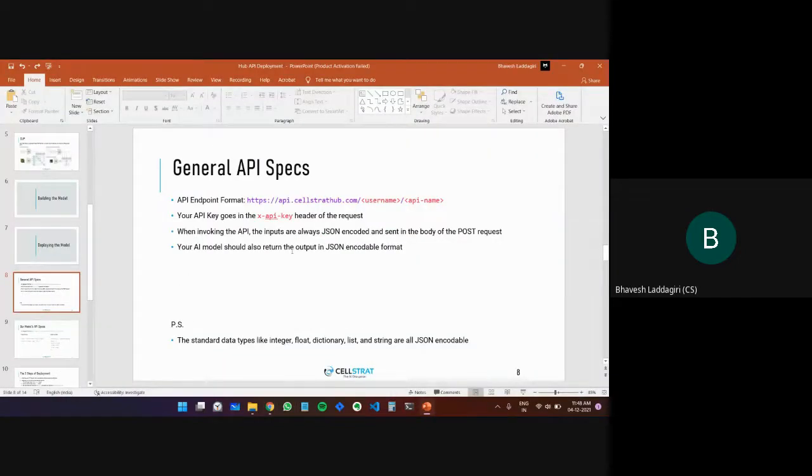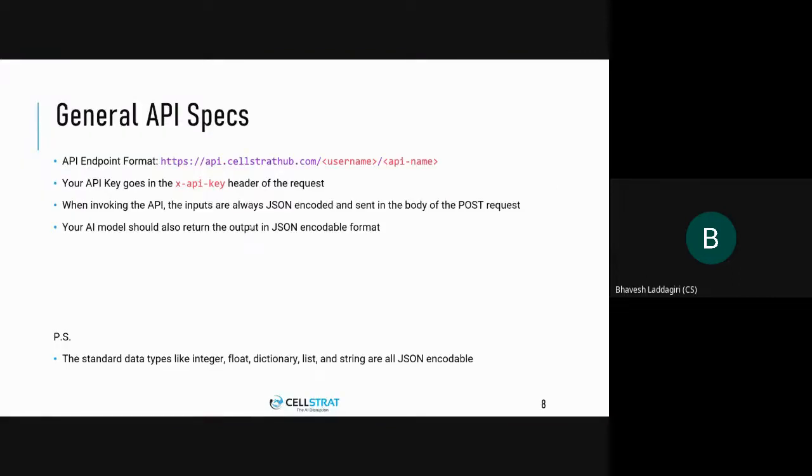And also, a few rules: when you send any inputs, they should always be JSON encoded. In general, JSON encodable means anything like integer, float, dictionary, list, or string. Any combination of these is JSON encodable. So your inputs will be JSON encodable, and your output will also always be JSON encodable. So these are just some general API basics.